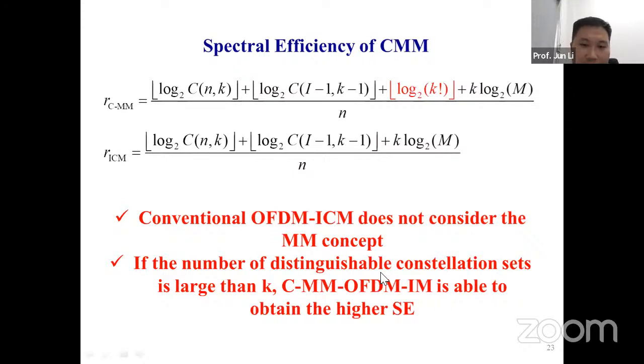Another key point is that the number of distinguishable rotated constellation sets can be larger than K. In the multiple mode IM, we have said the number of different constellation sets is K, but actually sometimes it may be higher than K. Maybe we have Q distinguishable constellation sets, which is larger than K. In that case, the composite multiple mode IM will have much higher spectral efficiency than the conventional multiple mode index modulation or conventional composite modulation scheme.